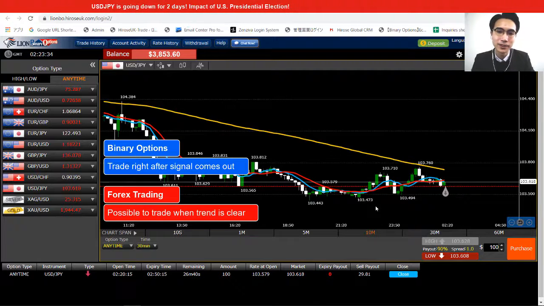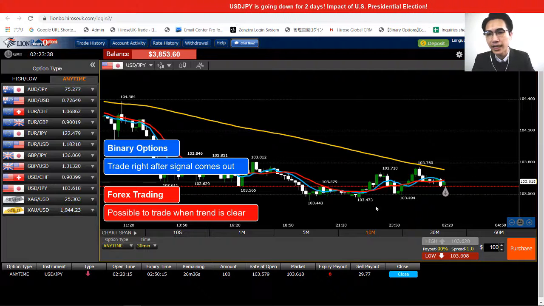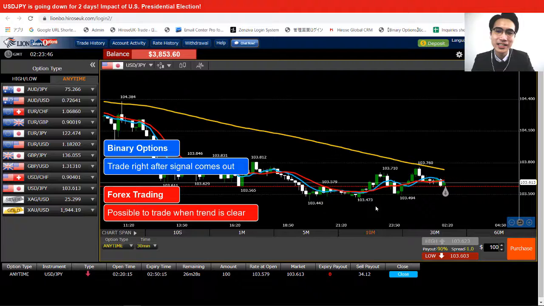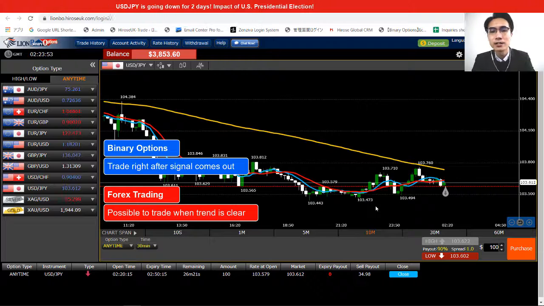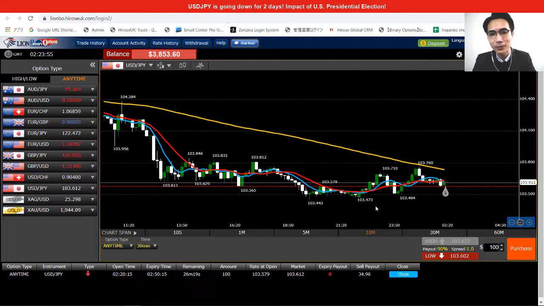So the difference between forex and binary option: in binary option, you place a trade at once, just once after you get the signal from the indicator. But for forex, you can place a trade after the signal comes out and then wait until the trend is stable. So next, just take a look at this one here, US dollar and Japanese yen.